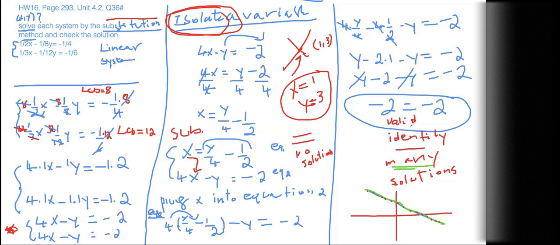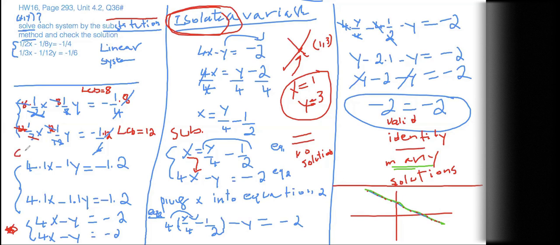By the way, you're not required to do this. The answer is basically here. Many solutions. It does not ask you to do the graph. I was just trying to challenge you. This is not part of the question. So the question ends here. When you have an identity, you say many solutions and you stop.